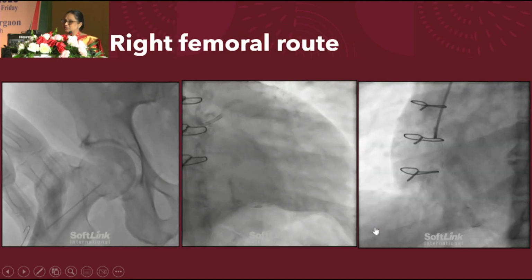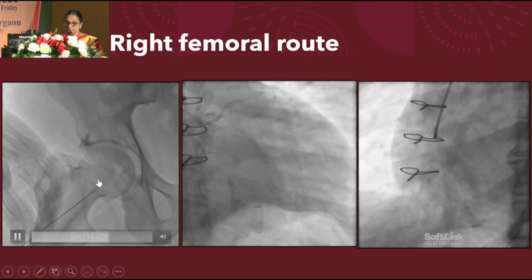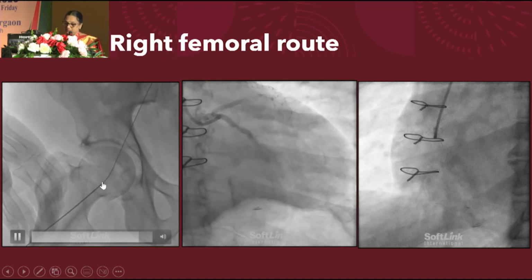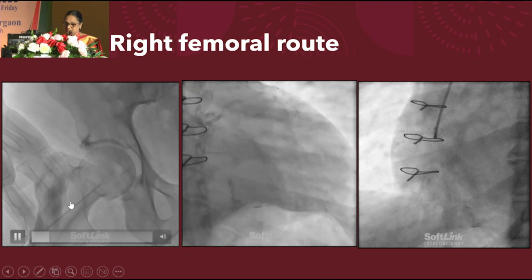So if the patient has an anomalous coronary, you can get away with partial support if it's a simple lesion, but if the lesion is complex, you need adequate support.